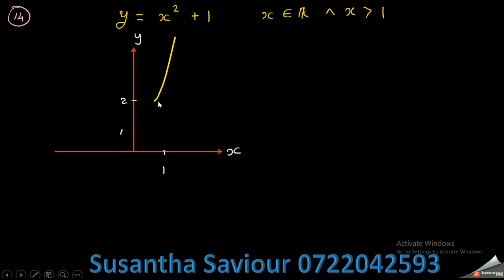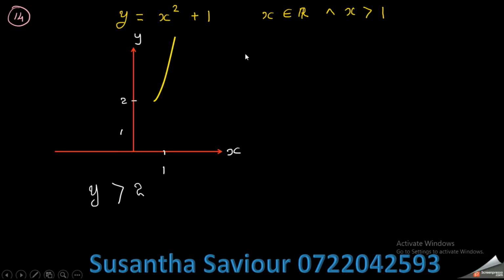Okay. So our range will be y is greater than 2. This is the minimum point. All the other points are taken. y is greater than 2. Equality is not taken because there is no equality here, right? So the range of this function is y is greater than 2.